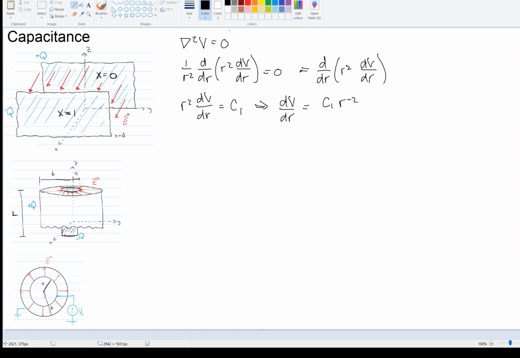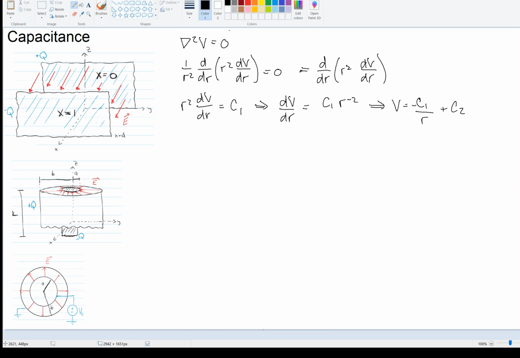Now, I've got the derivative of something equal to C1 r to the minus 2. So when I integrate again, this becomes negative C1 r to the minus 1, or over r, and then another constant of integration. Call that constant C2.